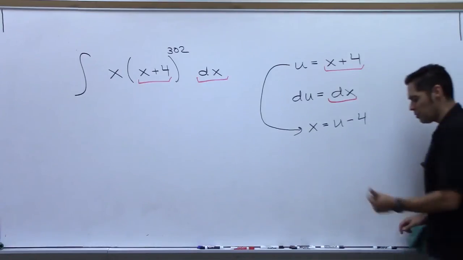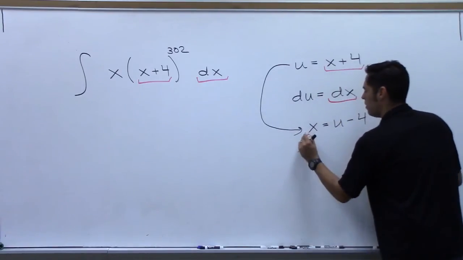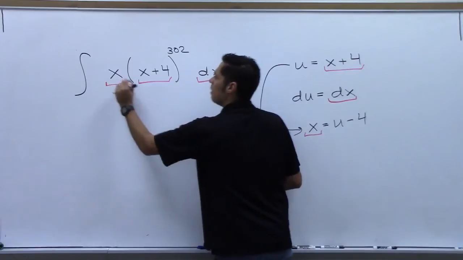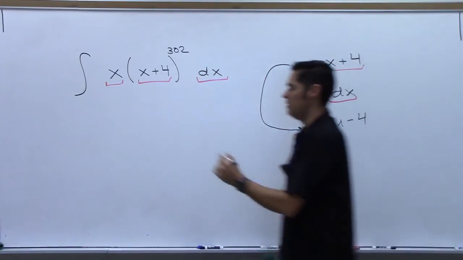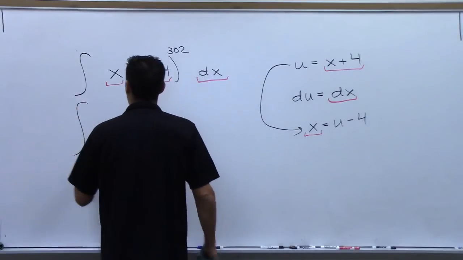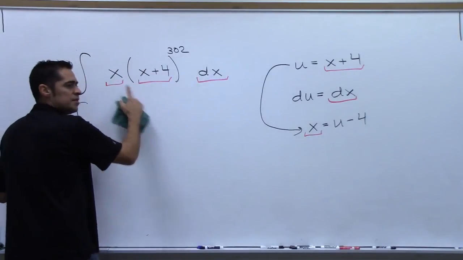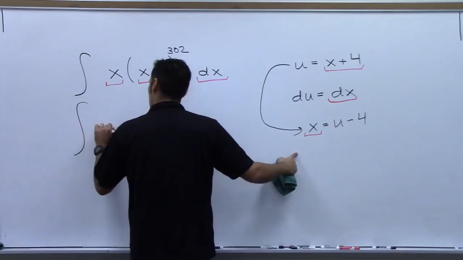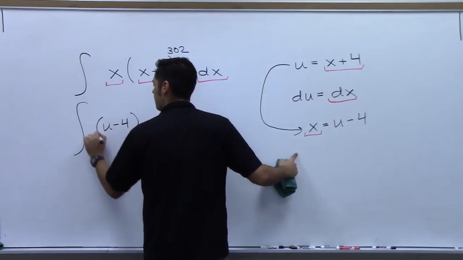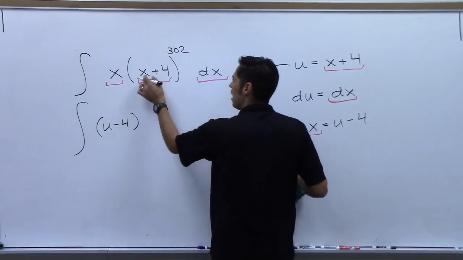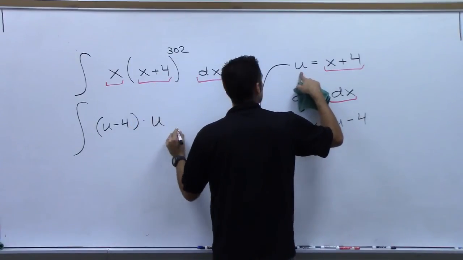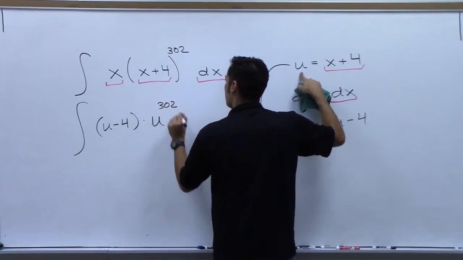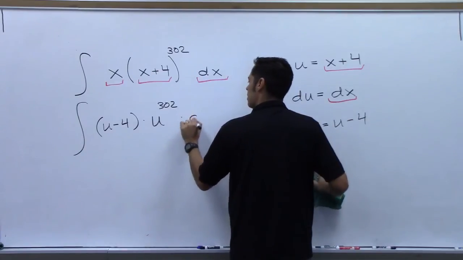So I will be able to replace this piece right there, right? Now let's see if that helps. Let's see if that saves us or not. This integral is going to become x, which we just said is u minus 4. I'm going to have to put that in parentheses, right? And then what's x plus 4? U raised to what power? 302. And then dx is du.